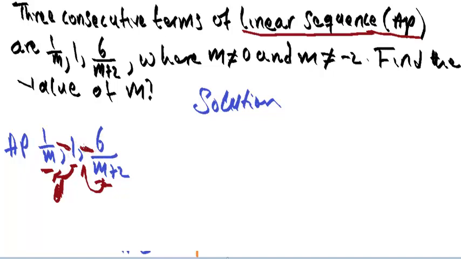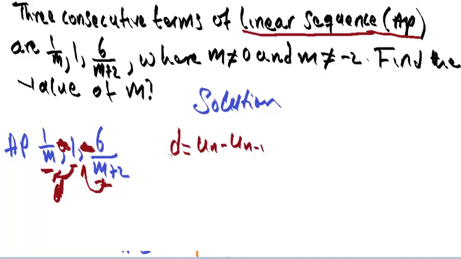So the difference here is the same as the difference here, and the difference here is obtained by 1 minus 1 over m. The difference here is obtained by 6 over m plus 2 minus 1. They are all the same common difference. Therefore, we are going to form an equation using that ideology. So we have d, common difference, equal to Un minus U(n-1).